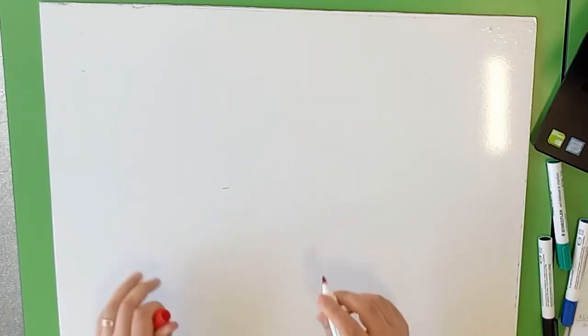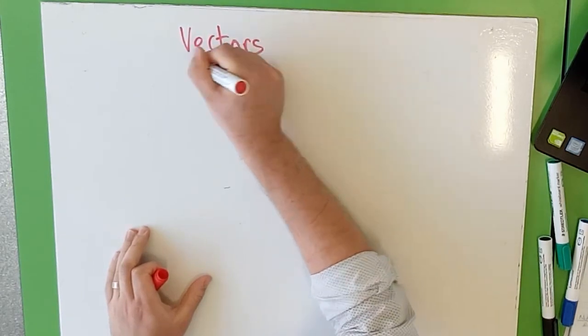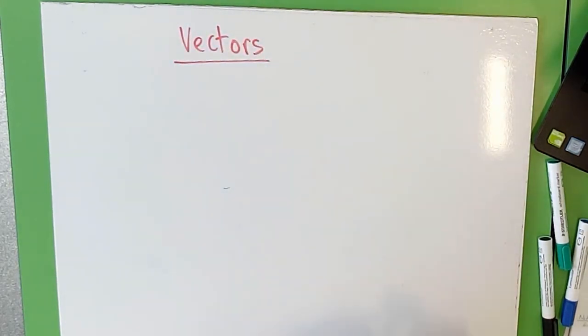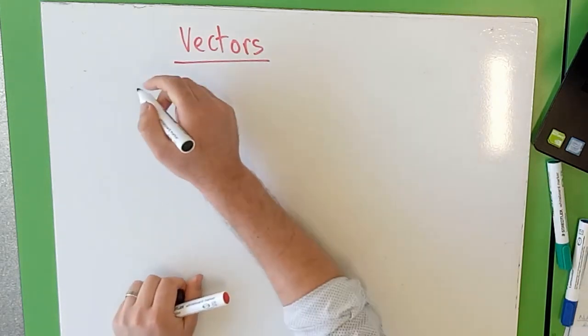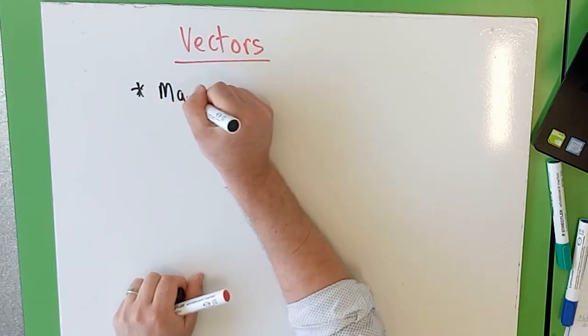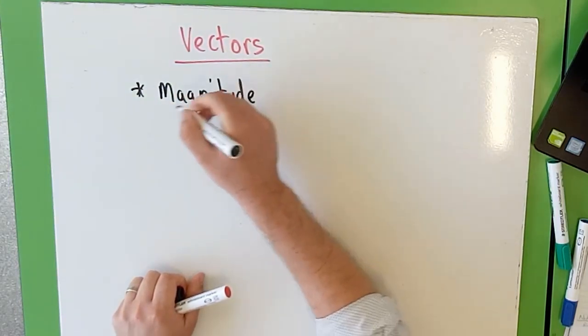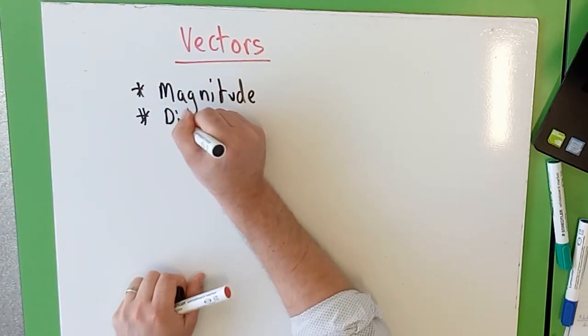Okay, today we're going to look at vector basics. Vectors are really easy. They're a really easy quantity to look at. They're a quantity that has magnitude and direction. Okay, magnitude, and they've also got direction.